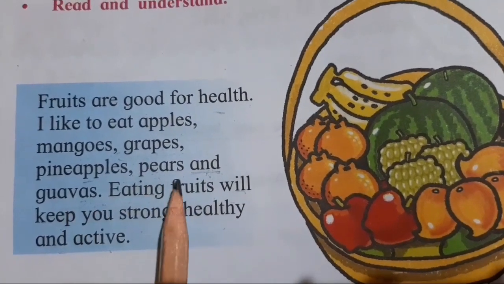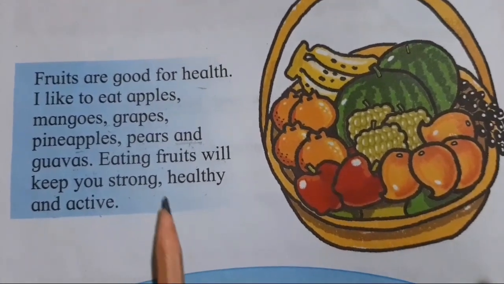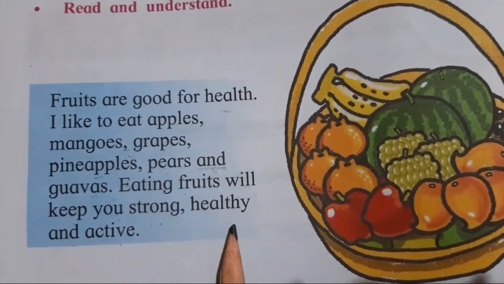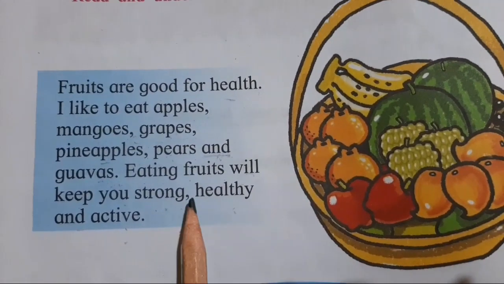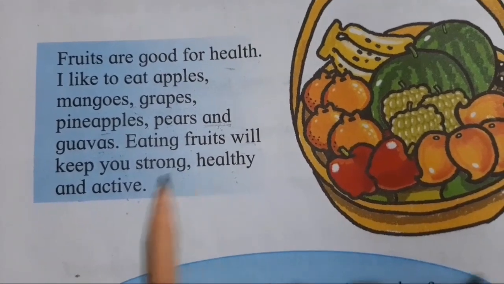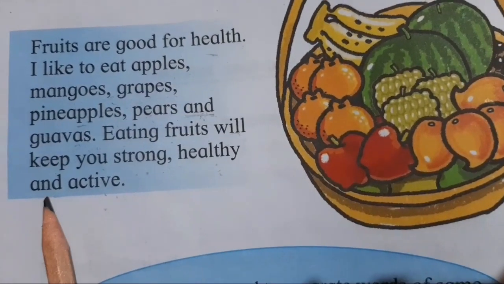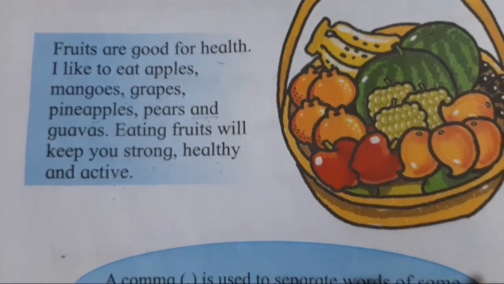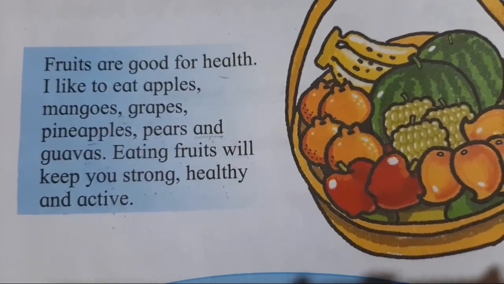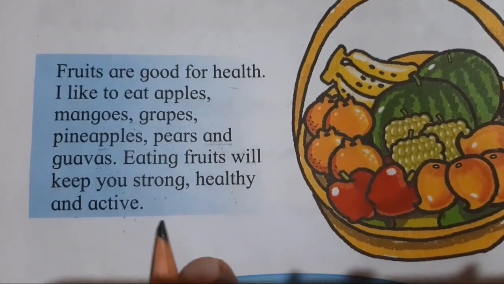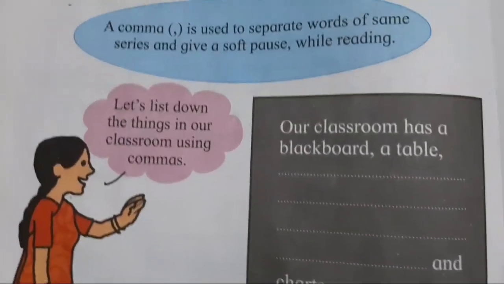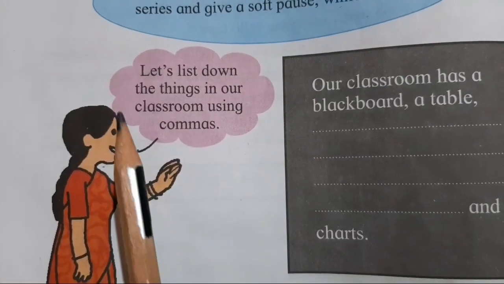Okay, so don't forget that. So here also, eating fruits will keep you strong, healthy and active. After strong, healthy, what is given? Active. So healthy and active. Here also there is "and", right? So don't forget that. While we have to put a full stop and comma, when the sentence finishes, we put a full stop. Don't forget that.